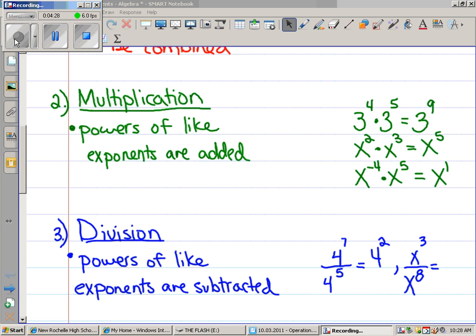We got to talk about one more, right? It's not that easy for everyone here. What about x to the 3rd divided by x to the 8th? What do you think that is? Very nice, Vanessa. Great job, girl. x to the negative 5th, because 3 minus 8 is negative 5. It's excellent. Way to go.